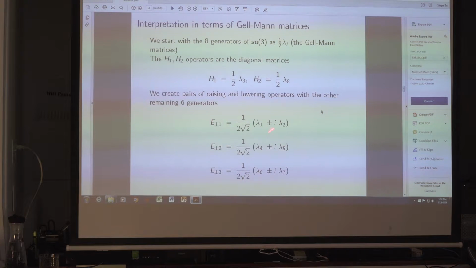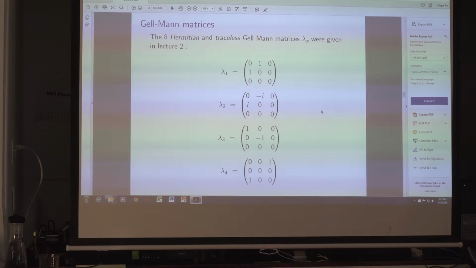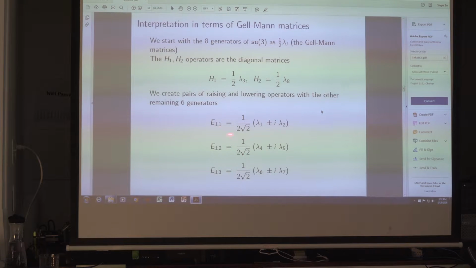Those i's are very important, okay? Remember, the Gell-Mann generators, when you look at them, they're all Hermitian matrices. So I'm going to define these generators by superposition. Remember, this is a Hermitian generator. Lambda is Hermitian, but when you multiply by i, you get an anti-Hermitian object. So these matrices will have a Hermitian part and an anti-Hermitian part.